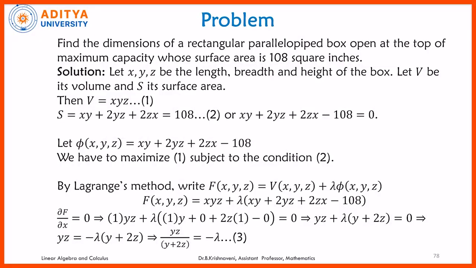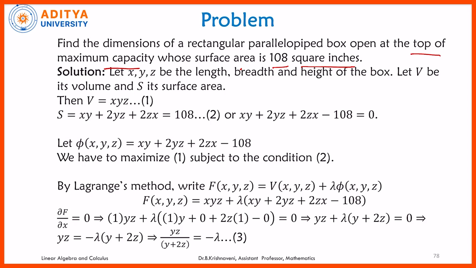So let us get a clear idea about the method by discussing this question. Find the dimensions of a rectangular parallelepiped box open at the top of maximum capacity whose surface area is 108 square inches. So we need the values of x, y, z, that means the dimensions of the rectangular parallelepiped box which is open at the top, so that it has maximum capacity.